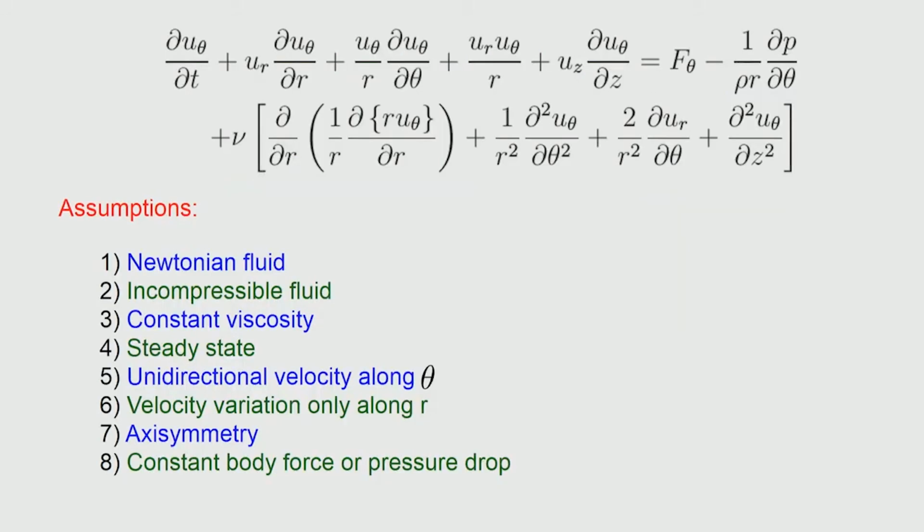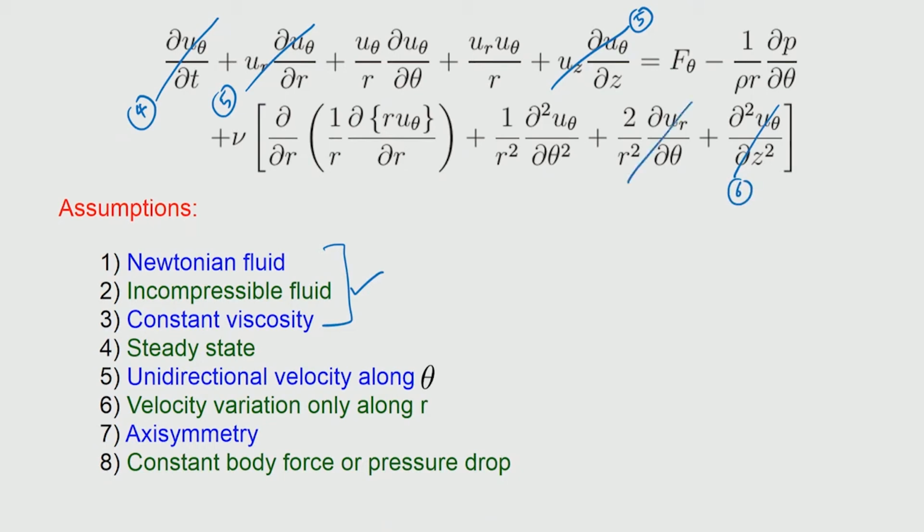So, the equation that we need to solve is here. We already wrote the equation for a Newtonian fluid, for an incompressible fluid which also has constant properties. So that equation already assumes the first three assumptions. We assume that the steady state is applicable, and then unidirectional velocity along theta, which means that u r is not present and u z is not present. We also want to say that there is a velocity variation only along r, so along the z direction it is not there, and we also want to say that there is an axisymmetry.